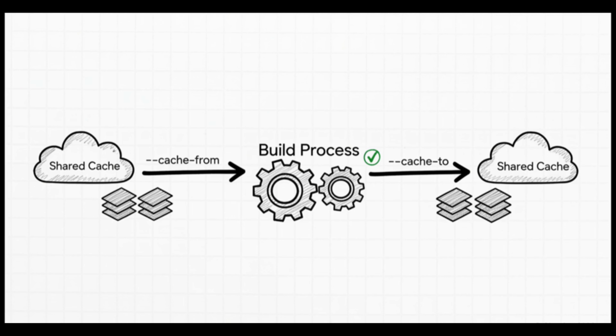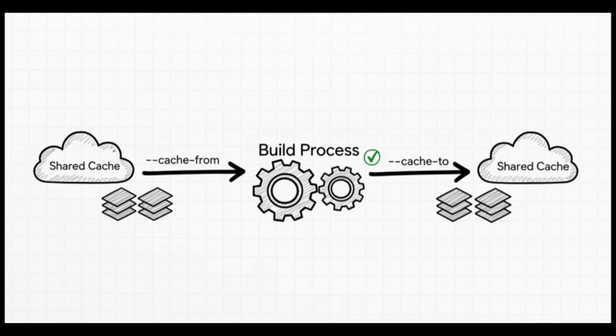And here's what that looks like in practice. When you run your build, you just add two flags. --cache-to tells Docker, hey, after you build this, push the new cache layers here. And --cache-from tells it, before you start, pull down any existing cache layers from here. Just like that, everyone on the team and every CI job starts benefiting from each other's builds.